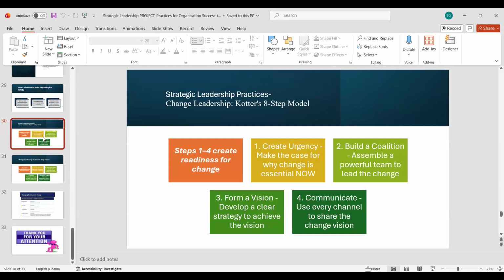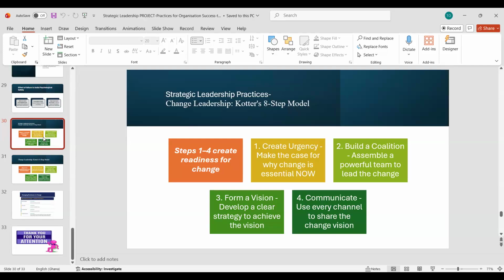Change is inevitable. And so there are different models that are used when one wants to implement a change. And a common one is Kotter's 8 models. So the first 4 would ensure that people become aware and be ready for it.